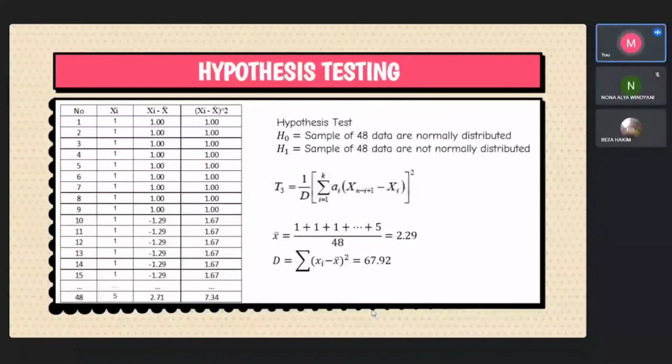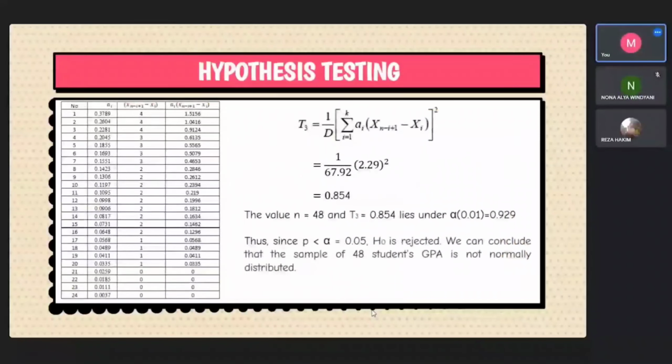Then we find the mean of the data, which is 2.29, and the D, which equals the sigma of the data minus the mean squared, which equals 67.92. Next. The next step that we want to do is we gather the data of the Shapiro-Wilk coefficient, which is A.